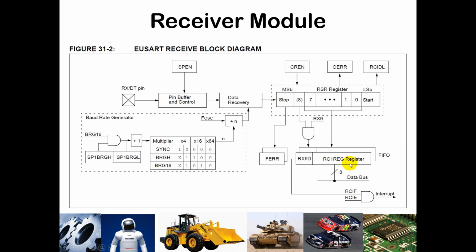If you did send a 9th data bit, which we will not, but if you chose to do that, then that would be put in the RX9D bit, and we can use that as well. Again, this can also trigger an interrupt, so the RCIF flag will indicate when the data has come in and is ready for receipt, and you can enable an interrupt associated with receipt of data. So if you wanted to handle this in an interrupt service routine, you could do that.